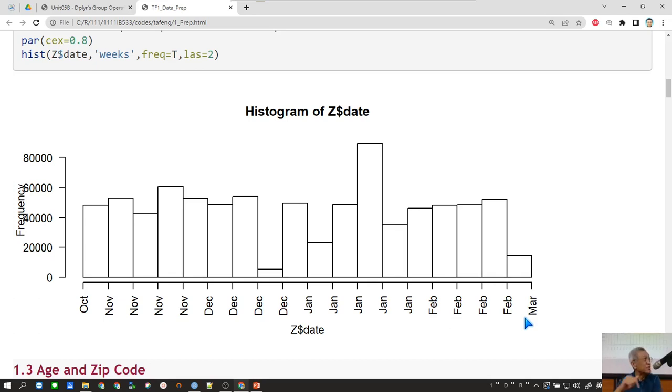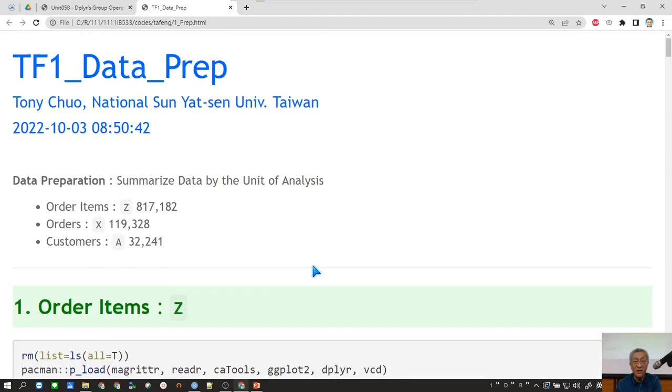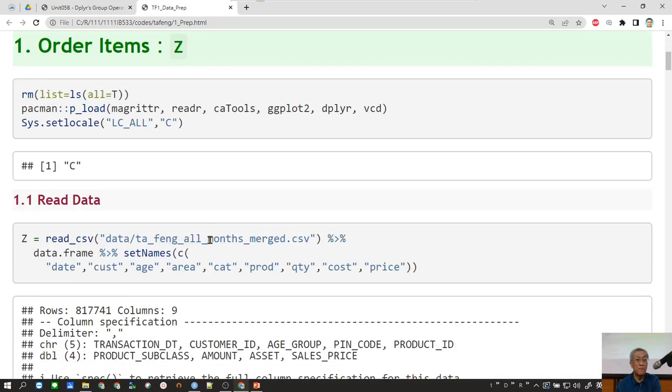So this store actually makes a big business. Within the 4 months, it already has 817,000 transaction items.